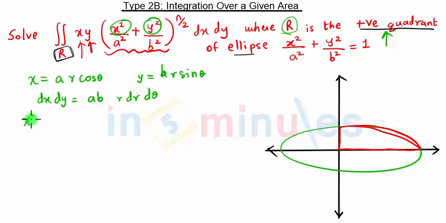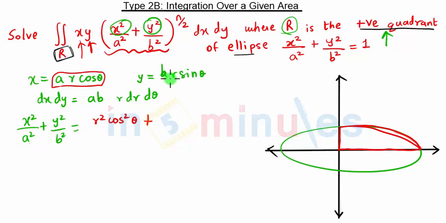Then we calculate x square upon a square plus y square upon b square. When we put x equal to a r cos theta, a square gets cancelled and we get r square cos square theta. Plus when we put b r sin theta instead of y, b square gets cancelled and we get r square sin square theta. We can take r square common, and inside the bracket it is cos square theta plus sin square theta, which is 1. So x square upon a square plus y square upon b square is equal to r square.